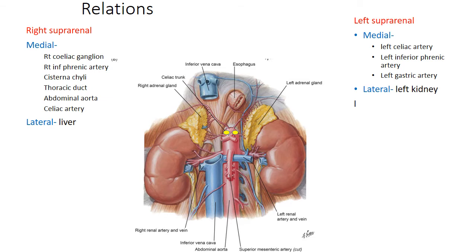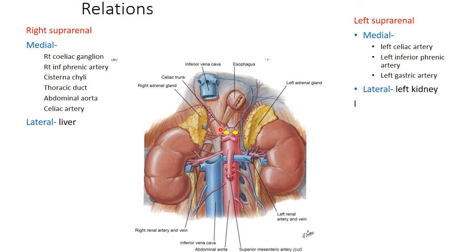Coming to the relations, medial and lateral. Medial relations are with the, this is aorta, this is inferior vena cava. If you cut inferior vena cava, what we can see is the right crus of the diaphragm over here. Here in aorta, this is the origin of celiac trunk. This one is superior mesenteric artery. These are renal arteries. So the celiac trunk over here, above that, this position is for the celiac ganglion, right and left.